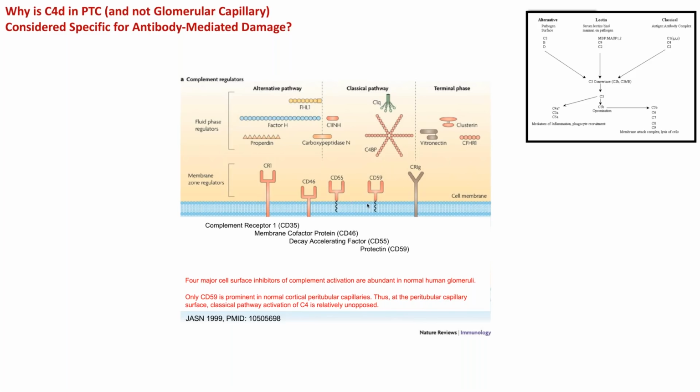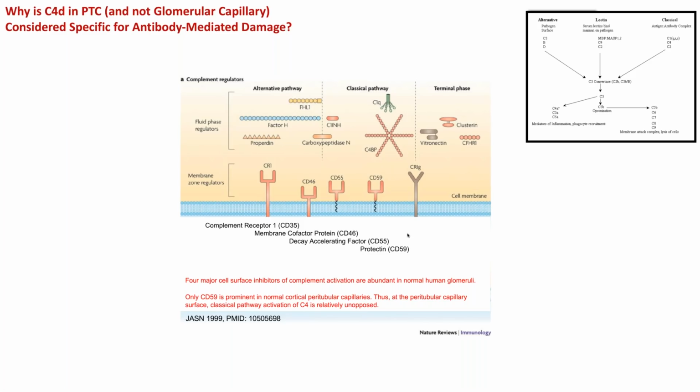Because there is always a constitutively active classical pathway complement activation taking place in the glomeruli, and we have plenty of defenses to prevent the formation of membrane attack complex and the resulting cellular injury. Whereas in the peritubular capillaries, there is only CD59. So on the peritubular capillary surface, the classical pathway activation is relatively unopposed compared to what is happening in the glomerular capillary.